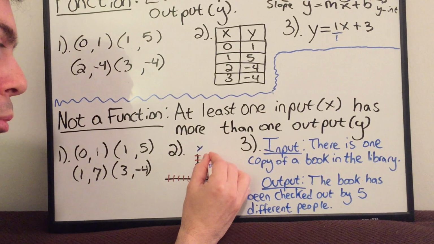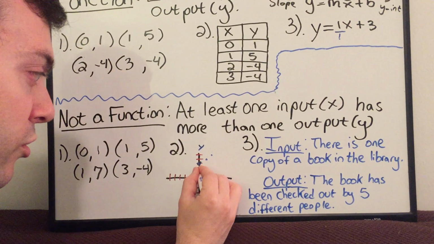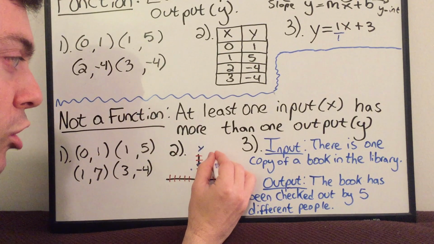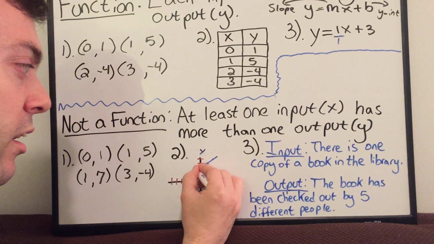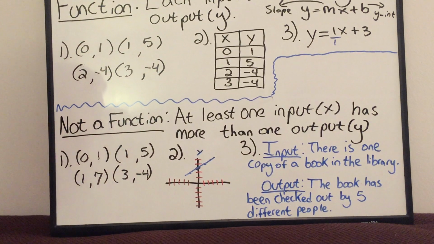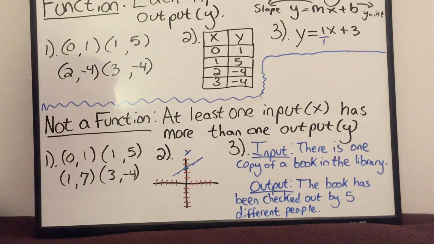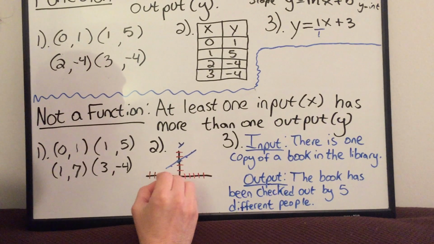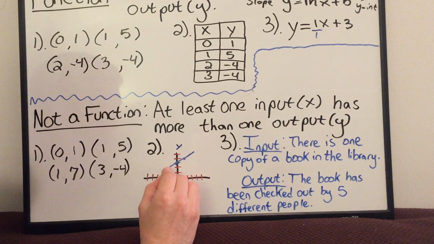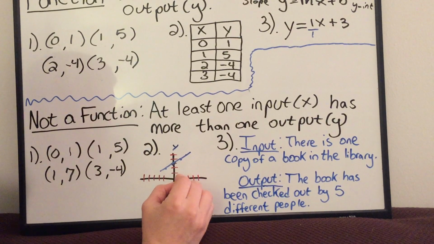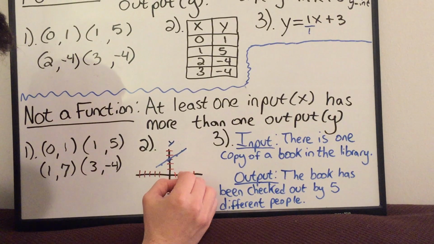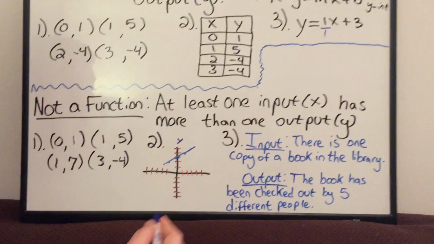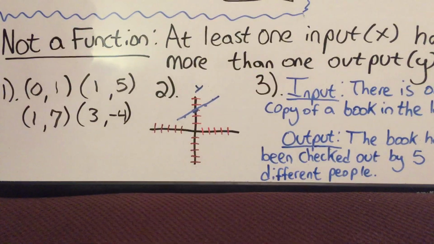And I could keep going up 1 to the right 1. Or I could go down 1 to the left 1 and so on. And you would get a linear equation, which would be a function. Because if you remember, each x down here only has one point of the graph above it. Like here at 1 has just 1 point, 2, and so on. Now, how could you make this not a function?